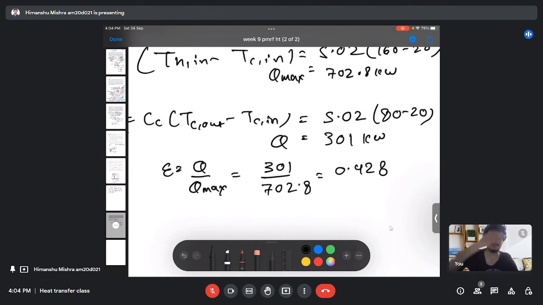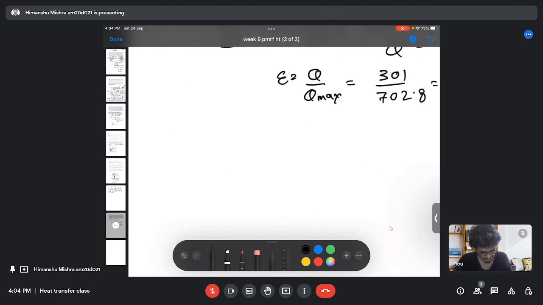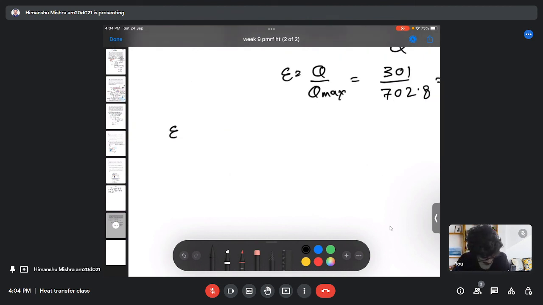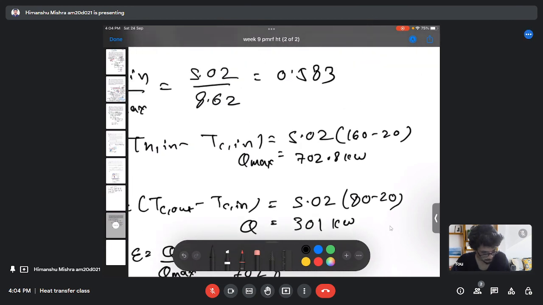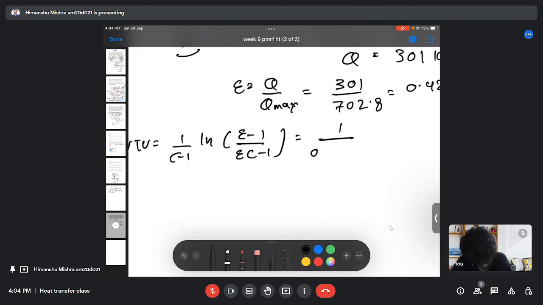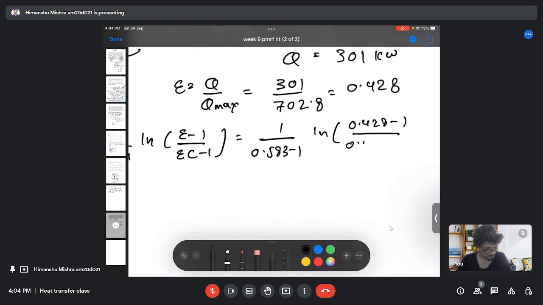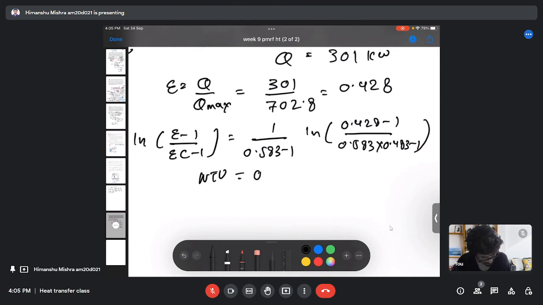So once we got effectiveness, we will be using the correlation to find the NTU. We can use either plots or correlation to find the NTU once we have the effectiveness. And depending on the type of heat exchanger given in the question, whether parallel, cross or counter current, we will be using the corresponding correlation. So I will be using this correlation. C is my ratio of heat capacity, which is 0.583. So solving this, my NTU will be 0.651.